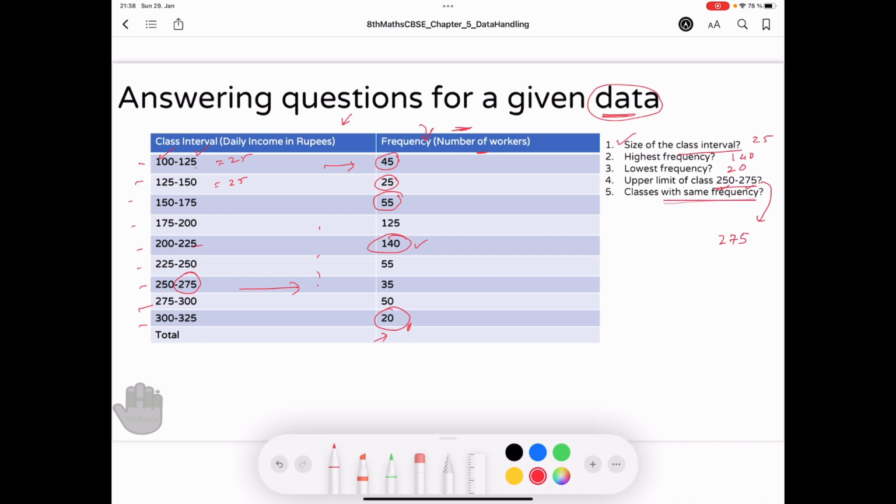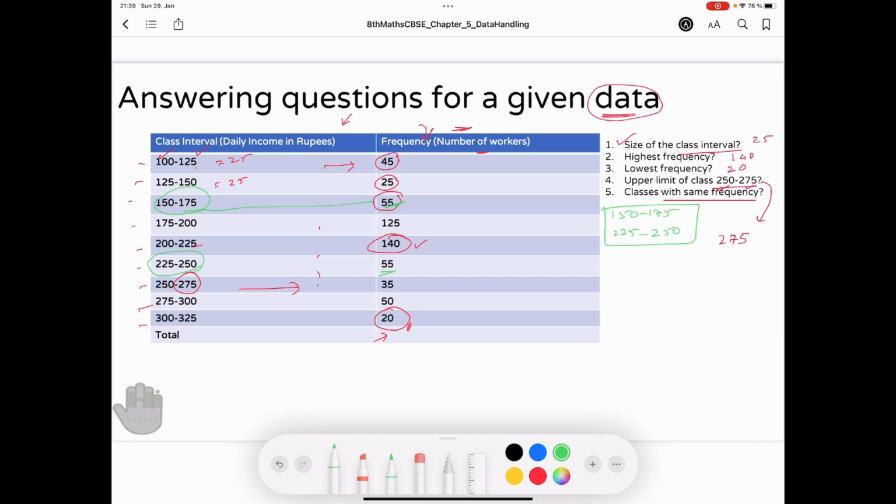Classes with the same frequency, we need to find out which classes have the same frequency. Which number is repeating? This 55, this is also 55. So the 150 to 175 class and the 225 to 250 class have the same frequency.